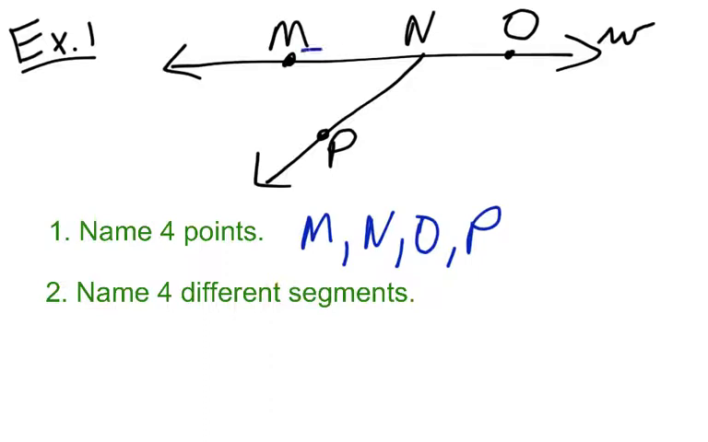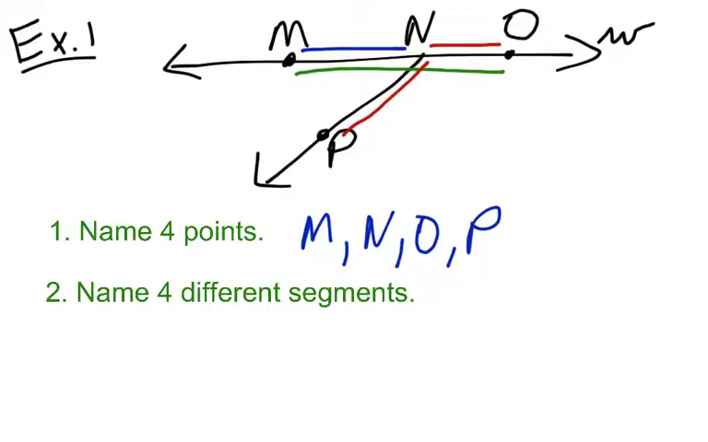You could have segment MN. Segment NM represents the same one, so let's go on to a different one. How about segment NO? Or we could go all the way there, so M all the way to O. And I see one more there. We could go from N to P. So I'm seeing 4 different segments.